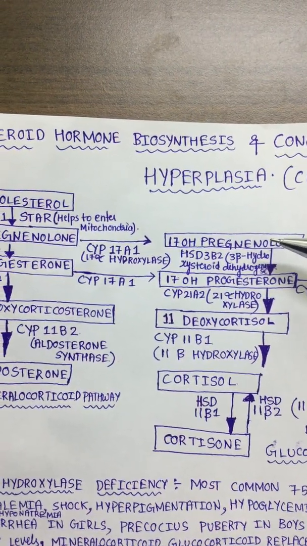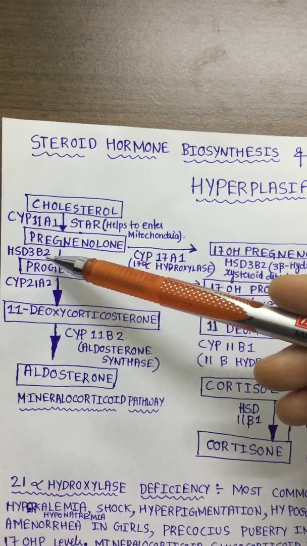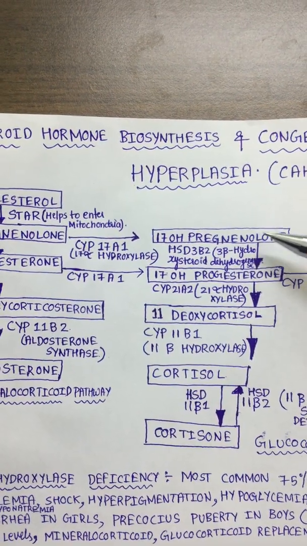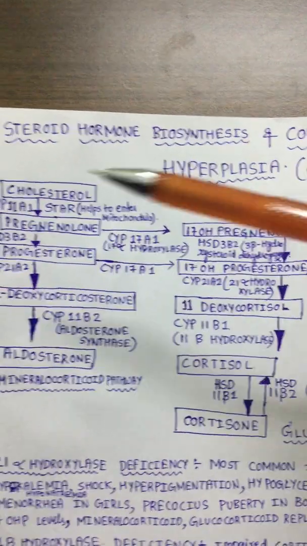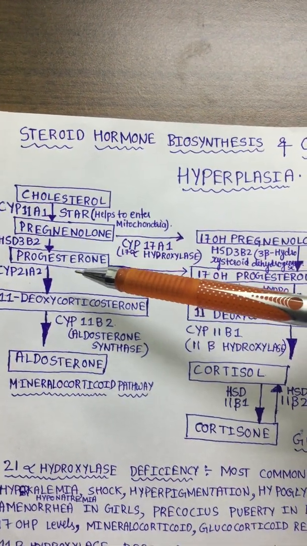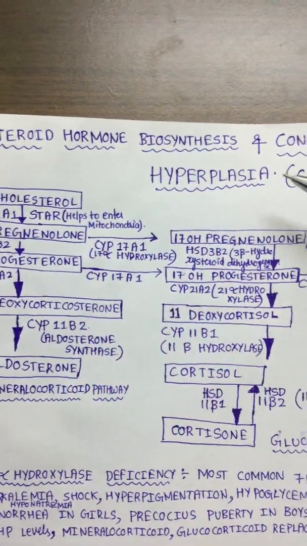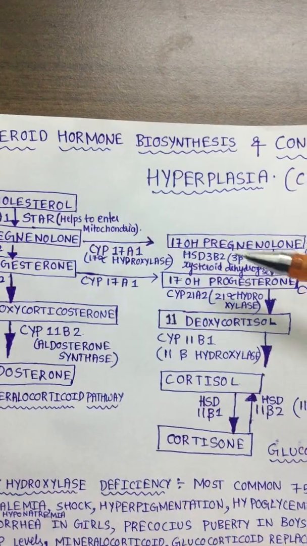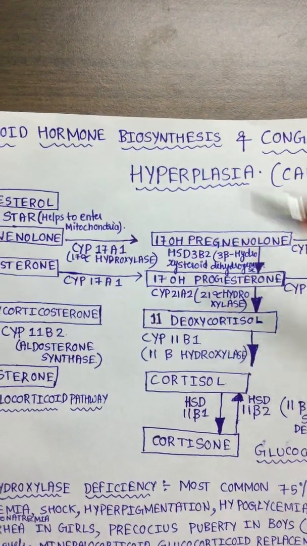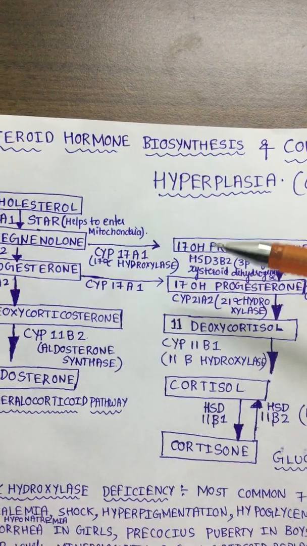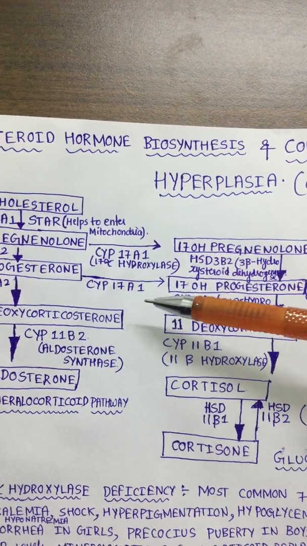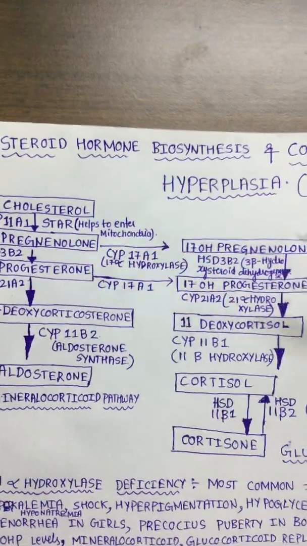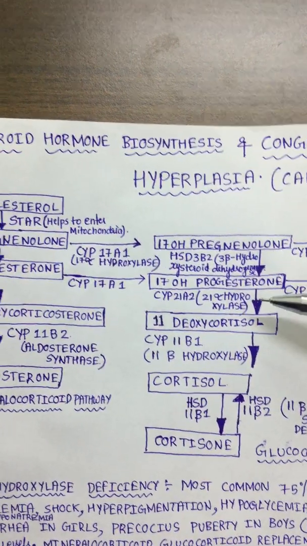From 17-hydroxypregnenolone, same as here, with the help of HSD3B2, that is 3-beta hydroxysteroid dehydrogenase, 17-OH pregnenolone converts into 17-OH progesterone. In the mineralocorticoid pathway, normal pregnenolone converts into normal progesterone, but in cortisol synthesis there is a need of 17-hydroxy. For attaining 17-hydroxy, the enzyme help is 17-alpha hydroxylase. From 17-OH pregnenolone to progesterone, the enzyme help is 3-beta hydroxysteroid dehydrogenase.